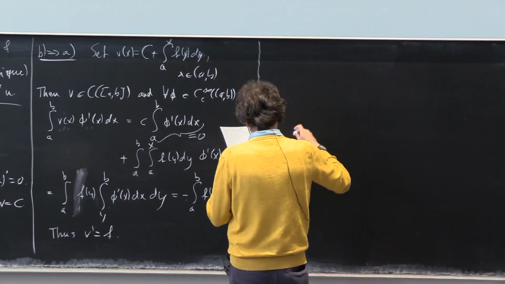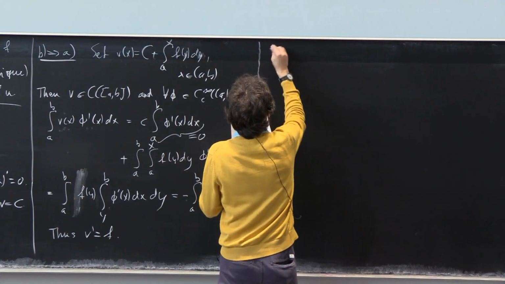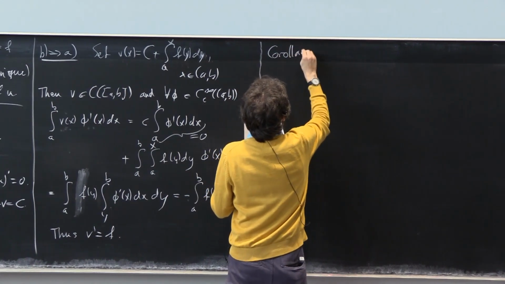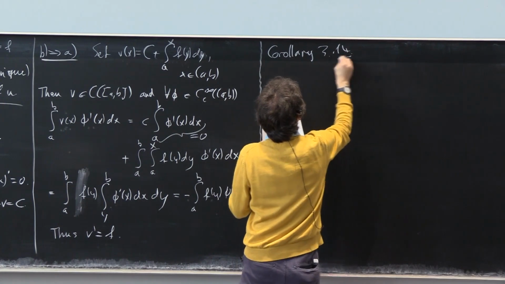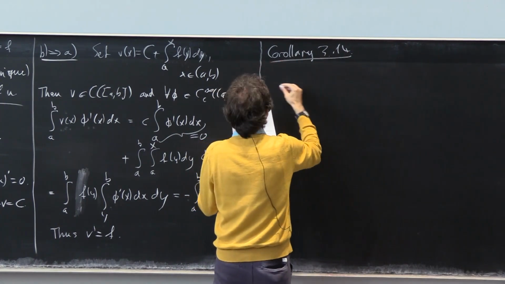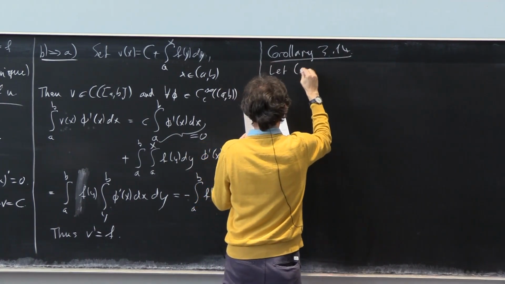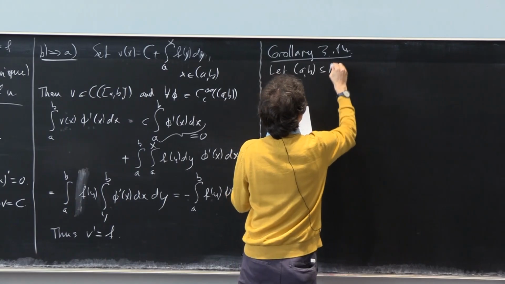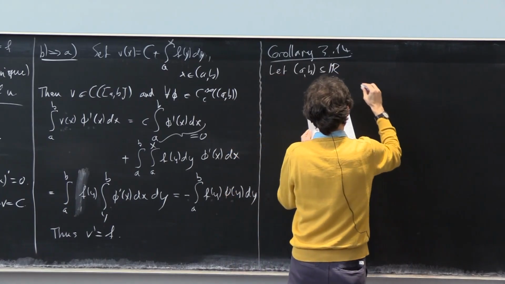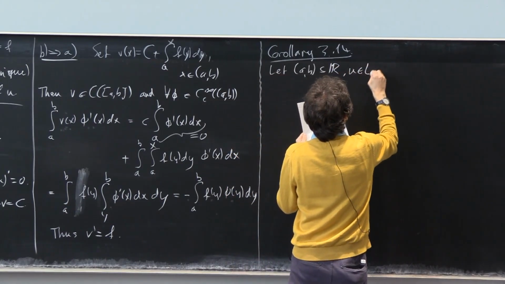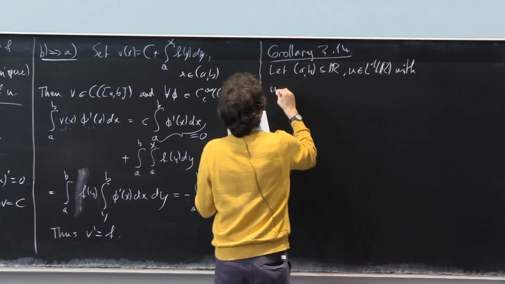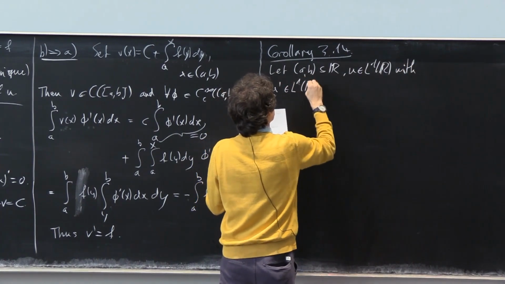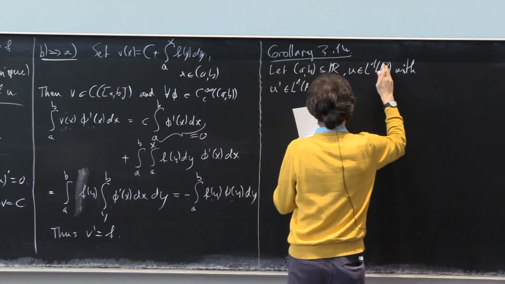Now one more corollary. I already stressed this, but let's put it on the blackboard because it's important. So if you have a bounded interval in the reals and you have an L1 function with a weak derivative that is also integrable on AB.